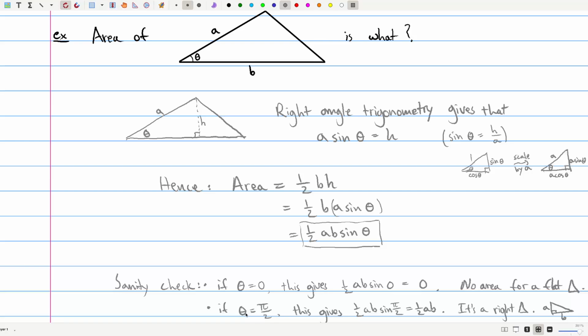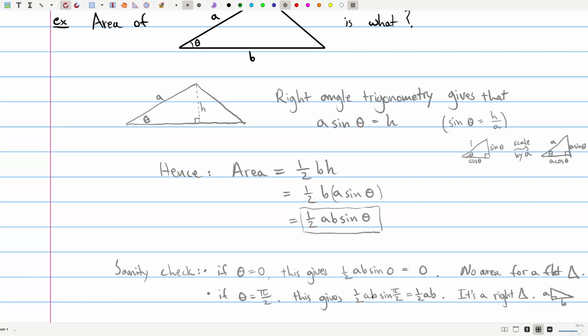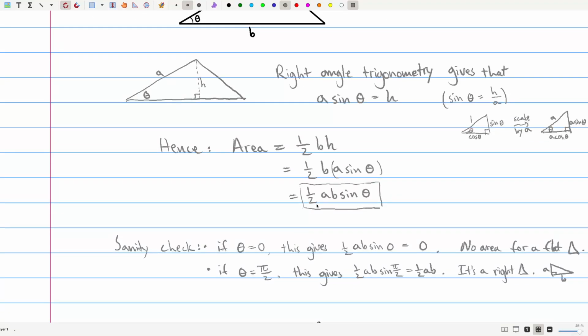Well, on the other hand, what if theta becomes a 90-degree angle, pi over 2 in radians, a right angle? Plugging it in, this gives 1/2 AB sine of pi over 2. Sine of pi over 2 is 1, so it's simply 1/2 AB. And that's exactly the correct formula for a right triangle. And so that's good. Okay, so we've done some sanity checks, and that is the formula.